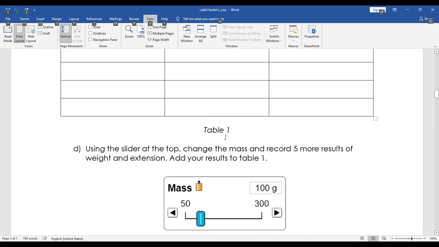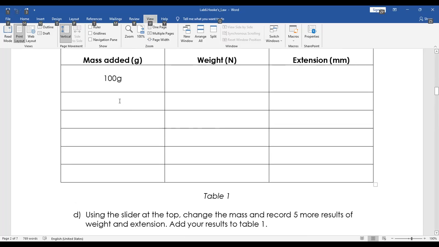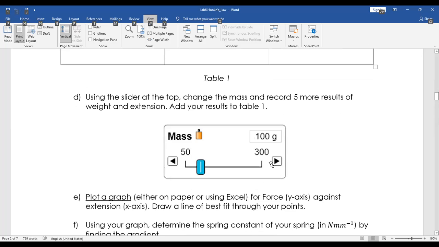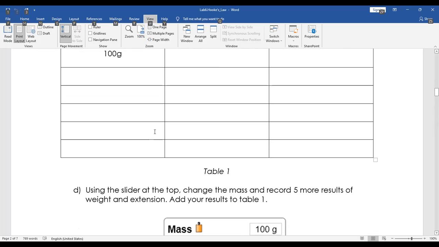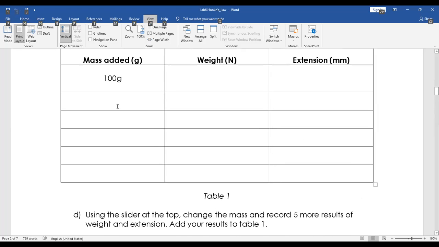For five more results, I have to choose 150, 200, 250, 300. 300 is maximum. Then maybe 140, 130, 100, 136. You may choose an arbitrary method, maybe 150, 200, 250, 300, where 300 is the maximum. Maybe 130 gram, 160 gram.